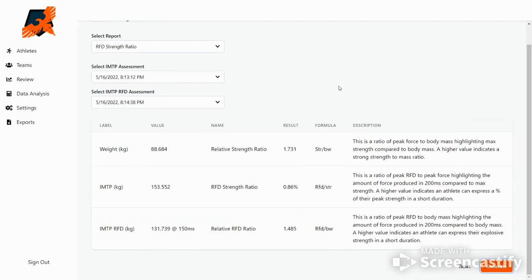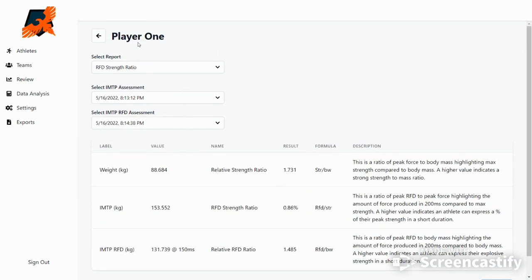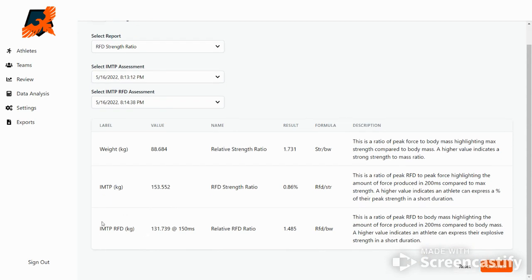And here we go. So you can see player one, athlete, 88 kilograms. You can see that the isometric mid-thigh pull here was 153 kilograms. And then we're looking at the isometric mid-thigh pull RFD, the fast pull, which is under 200 milliseconds, and it was 131.7 kilograms in 150 milliseconds.